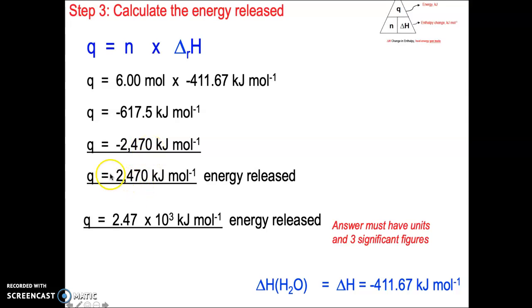2,470. Notice I took the negative symbol away and replaced it with the words energy released, because Q does not have a plus or minus symbol. And then I tidied it up to 3 sig fig by shifting the decimal place to between the two, so it's 2.47 times 10 to the power of 3. If you're not comfortable converting it to 3 sig fig, leave it as your whole number there, because I have seen that being accepted, so you should be okay.